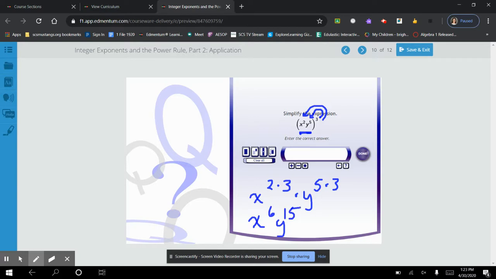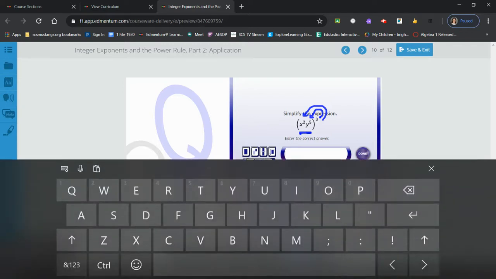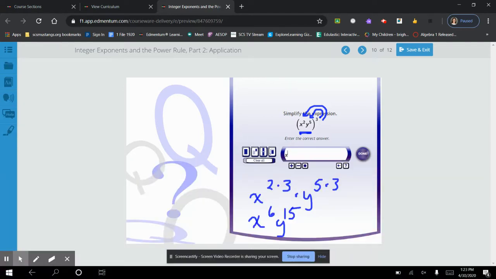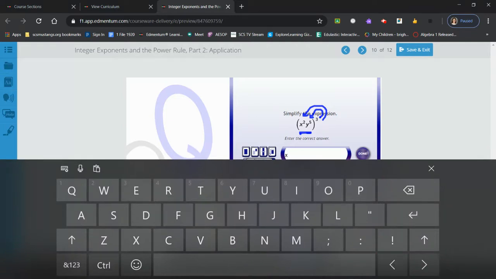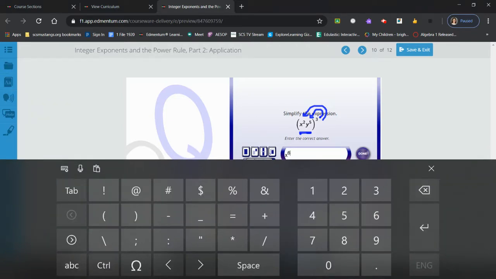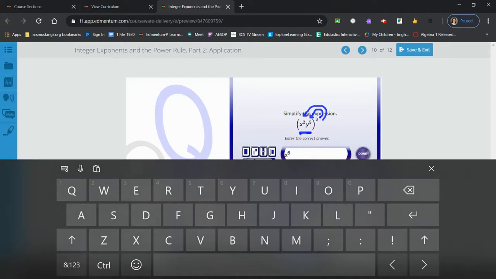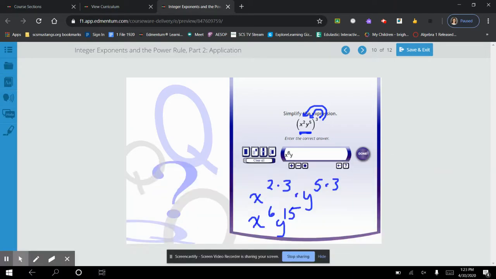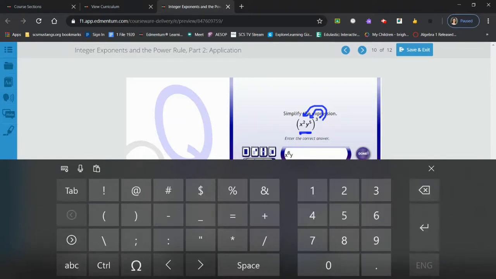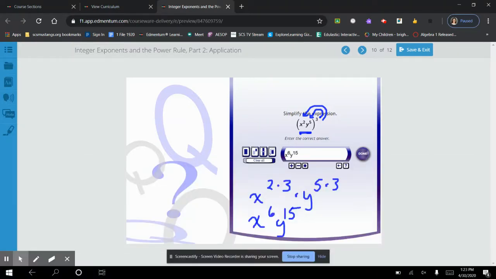And notice I'm not putting any multiplication sign between those two. Whenever I would type those in, I'll just go ahead and type it in with you. I've got x to the 6th, and then y to the 15th. And there you go.